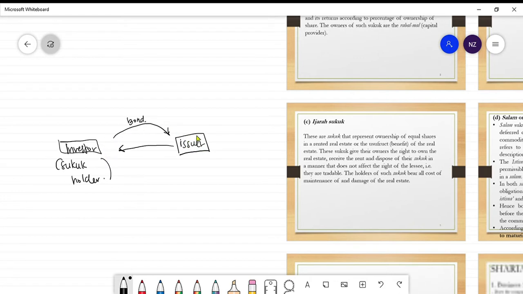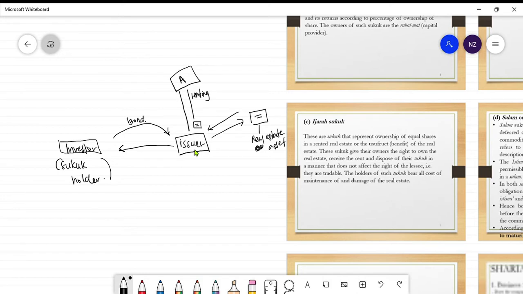Now issuer dapat the fund, right, from the investors tu. Now dia ni gunakan that fund to buy an asset. So ini asset lah, let's say this is the real estate asset tadi. So bila dia dah own this asset, dia boleh gunakan this asset. Okay, let's say dia dah dapat this asset, right? Bila dia boleh gunakan this asset to rent it out to other like third parties lah. Right, let's say lah to A, dia akan renting the asset ni to A.